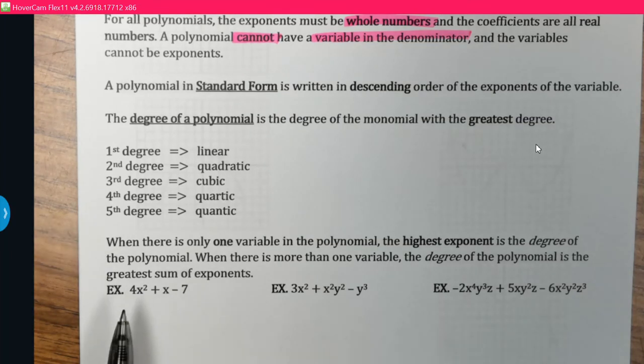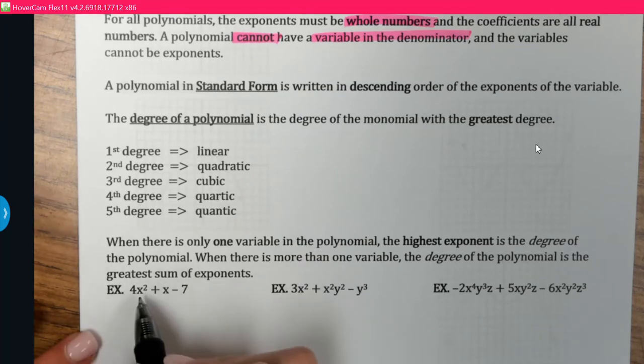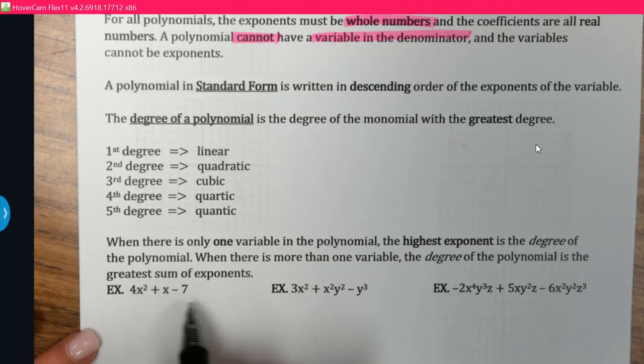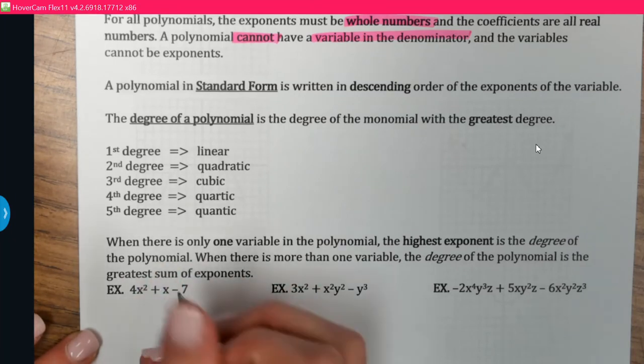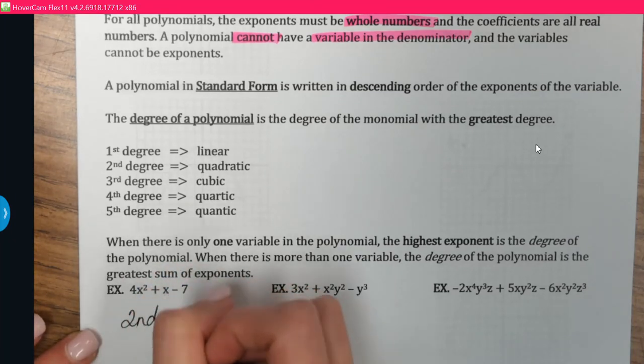So if I'm looking at this first example, I have 4x squared plus x minus 7. Well, that's just one variable in that polynomial. So this term is the second degree, this term is a first degree, and this is technically the constant, which is a 0 degree. So the highest exponent makes it a second degree polynomial.